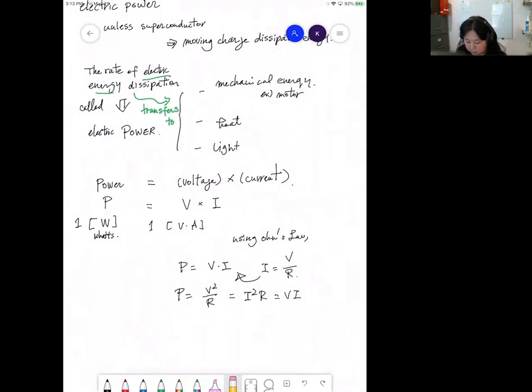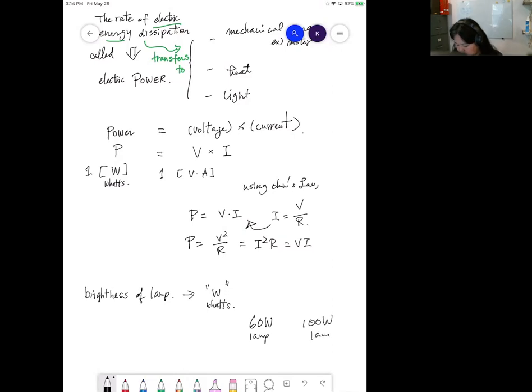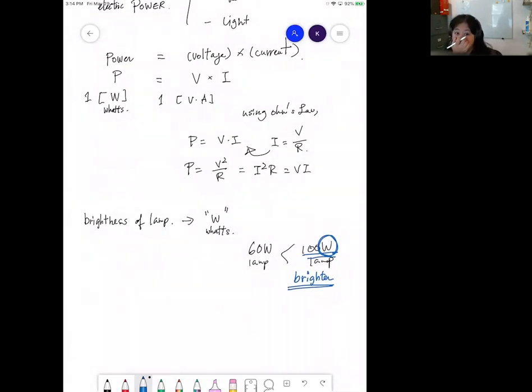So let's see an example. When we talk about the brightness of a lamp, typically, unless it's a CFL, the brightness of the lamp is determined by the wattage. If you compare a 60 watt lamp to a 100 watt lamp, the 100 watt one is brighter. So you look at the watts for brightness. More watts means more energy used, so it's brighter.